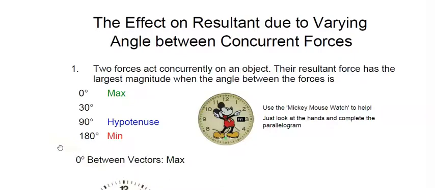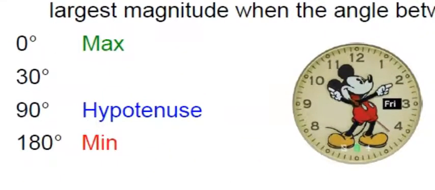Today we will be discussing the effect of the resultant due to the varying angle between concurrent forces. We're going to apply two forces to an object and look at the angle between them, and how we will go from 0 to 180 degrees, from the maximum effect of two vectors to the minimum effect of the two vector forces.